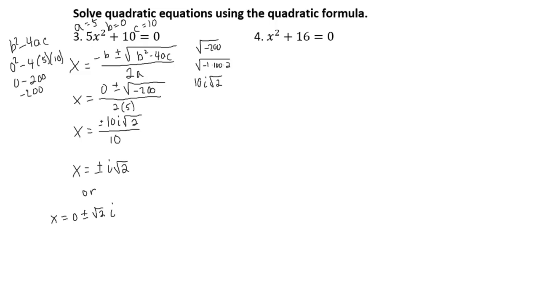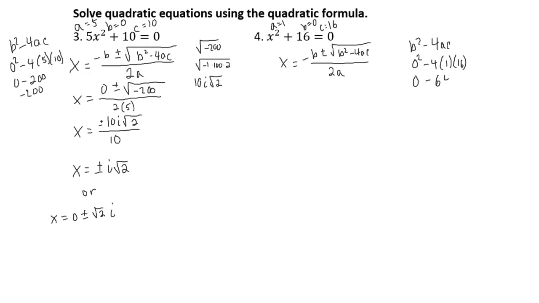All right, so let's identify what we have here. Here we have a equals 1, b equals 0, and c equals 16. So x equals negative b plus or minus square root of b squared minus 4ac all over 2a. And so we have our discriminant as b squared minus 4ac, which is 0 squared minus 4 times 1 times 16. That's 0 minus 64, which is negative 64.